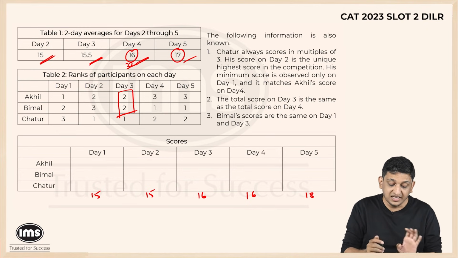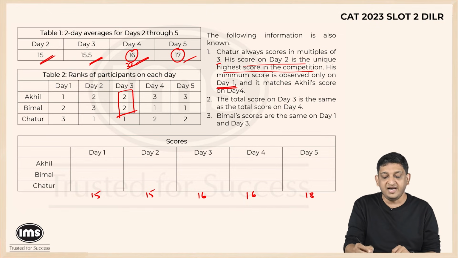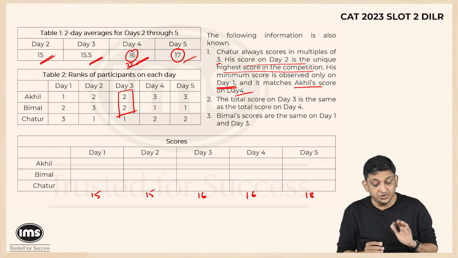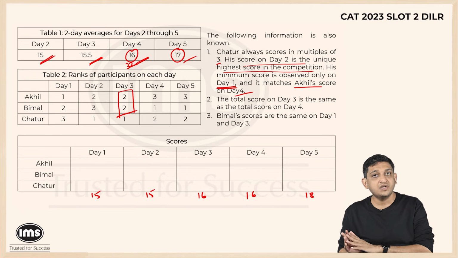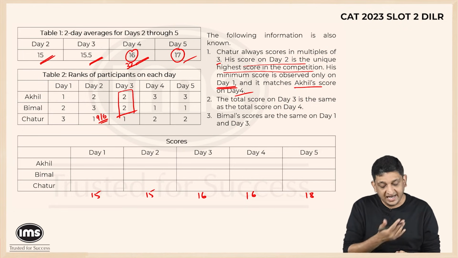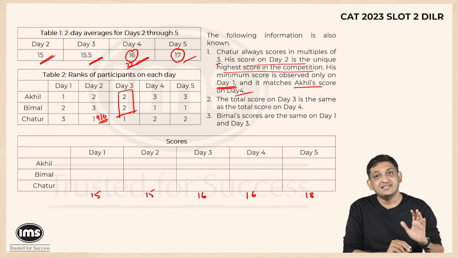You also know that in this particular context, Chatur always scores in multiples of 3. His score on day 2 is the unique highest score in the competition. His minimum score is only observed on day 1 and it matches Akhil's score on day 4. Now his score on day 2 is the unique highest score in the competition. So Chatur would have either scored a 9 or a 6 here from what we were discussing earlier. And again, as we mentioned, if Chatur would have scored a 6 here, then that basically tells us that the next highest score would be 5.